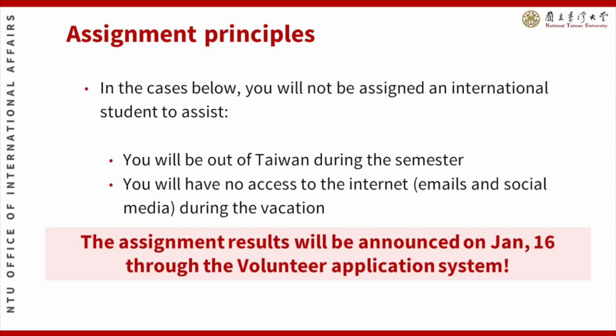You will not be able to provide full volunteer service and should not apply to be a volunteer if, first, you will not be in Taiwan during the second semester of the 114 academic year due to an exchange program, visit, or other reasons. Second, you are unable to be contacted via email during the winter break. Volunteers meeting these conditions will have their eligibility revoked. The pairing result for volunteers will be announced on January 16th, 2026 via the volunteer system.